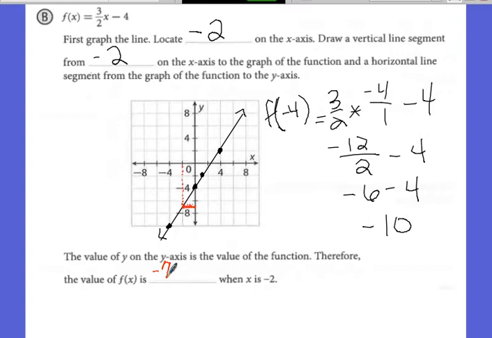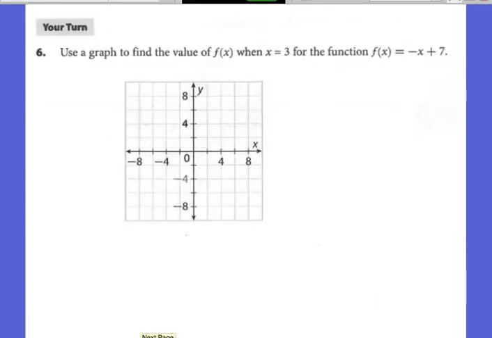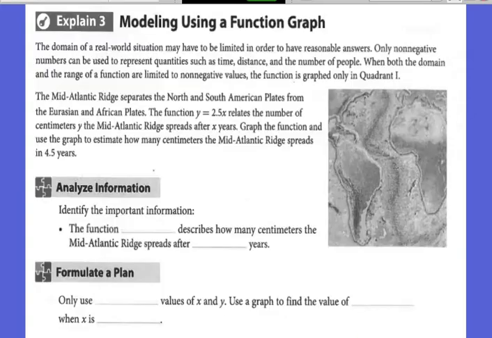So again, you have to, one, choose points, make your graph. Graph, and then solve. Again, here's number 6. That is on page 140. You are going to do that one on your own, and we'll go over it when you come back to class. All right, last but not least, here we go.